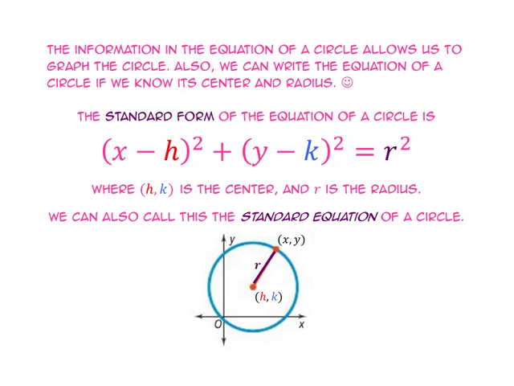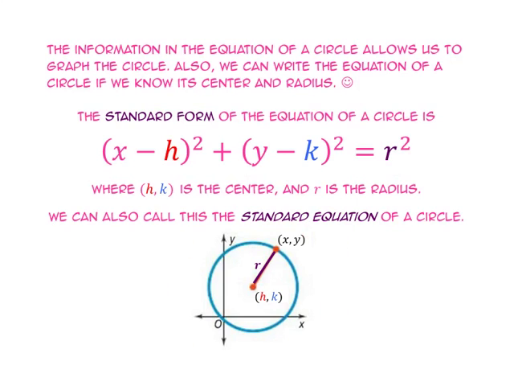The information in the equation of a circle allows us to graph the circle. Also, we can write the equation of a circle if we know its center and radius. The standard form of the equation of a circle is (x - h)^2 + (y - k)^2 = r^2, where (h, k) is the center and r is the radius. We also call this the standard equation of a circle.